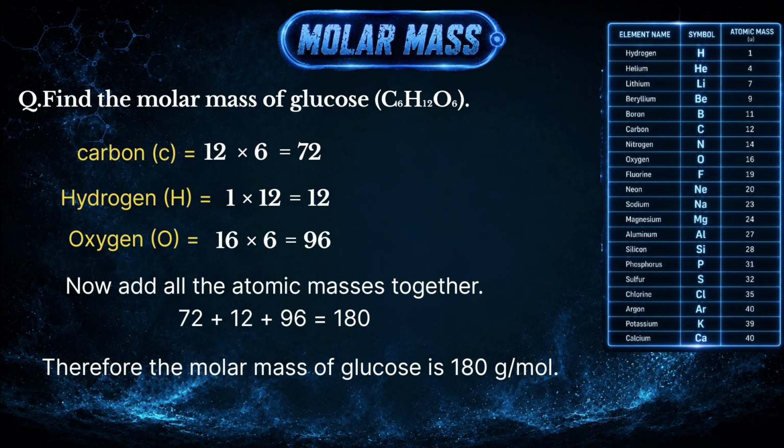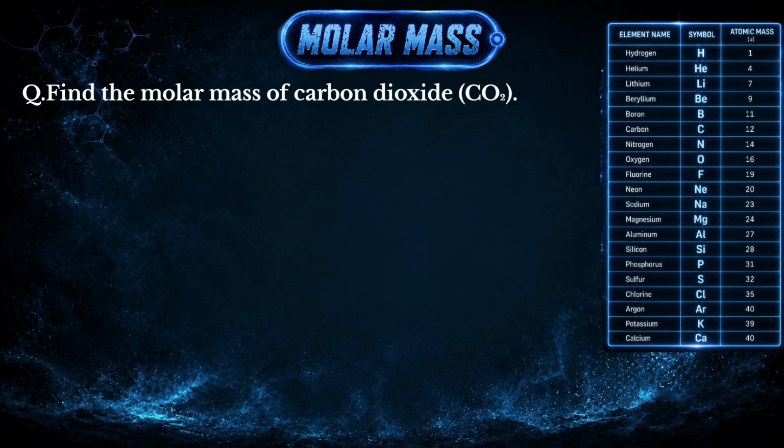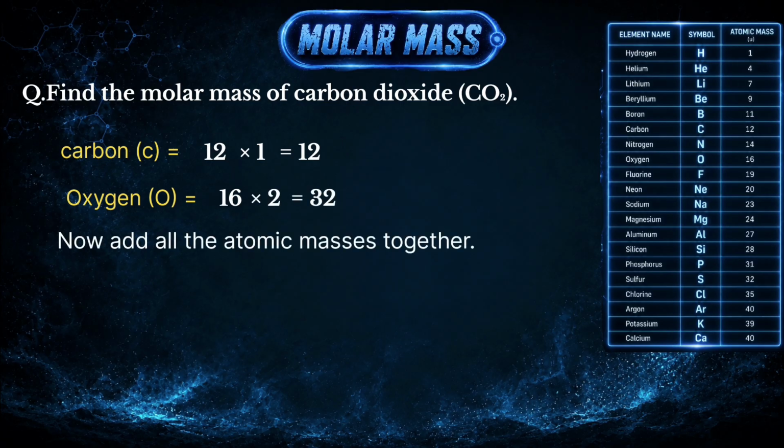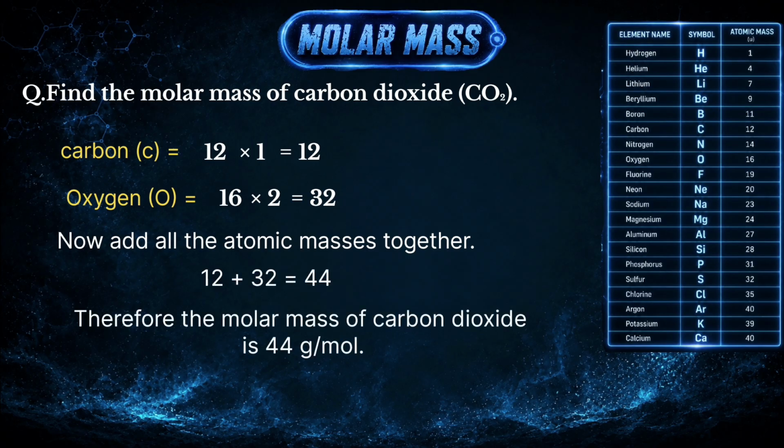Before we move on, let's solve one final example to make sure this concept is completely clear. Find the molar mass of carbon dioxide, CO2. Carbon has an atomic mass of 12, and there is 1 carbon atom. So, multiply 12 by 1. 12 times 1 equals 12. Oxygen has an atomic mass of 16, and there are 2 oxygen atoms. So, multiply 16 by 2. 16 times 2 equals 32. Now add the atomic masses together. 12 plus 32 equals 44. Therefore, the molar mass of carbon dioxide is 44 grams per mole.